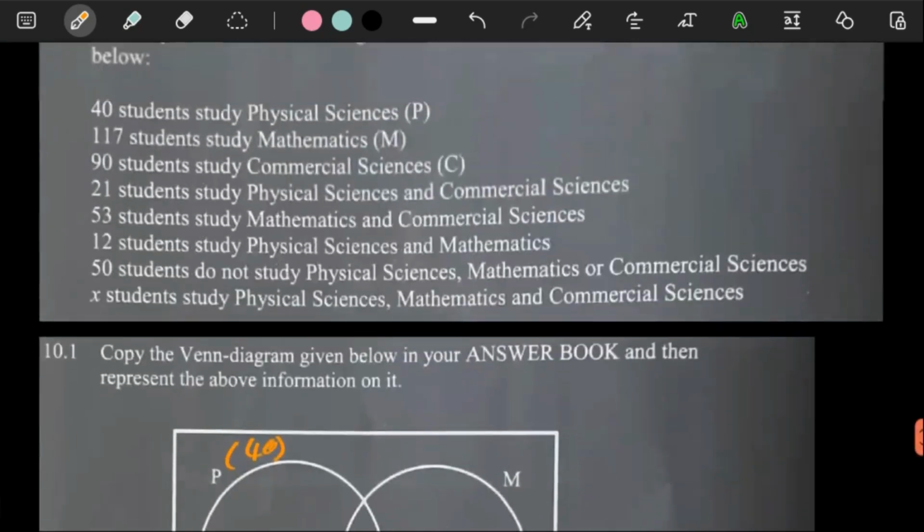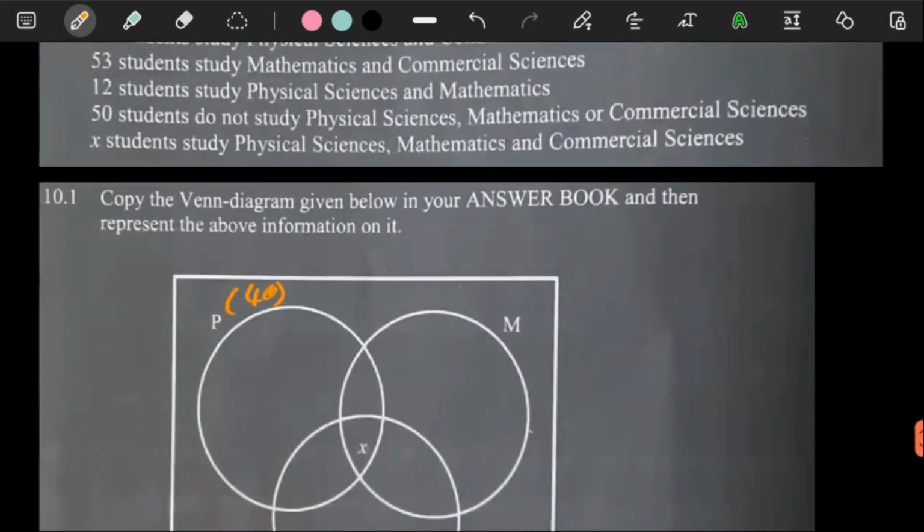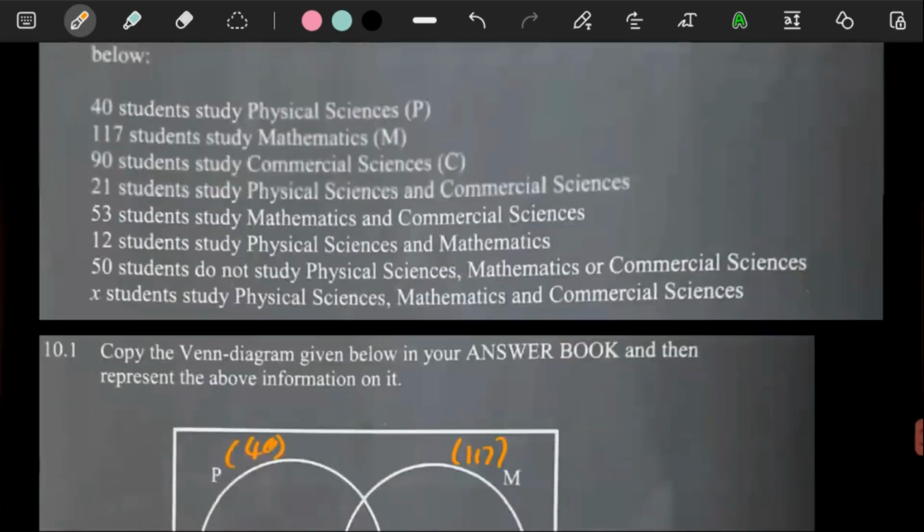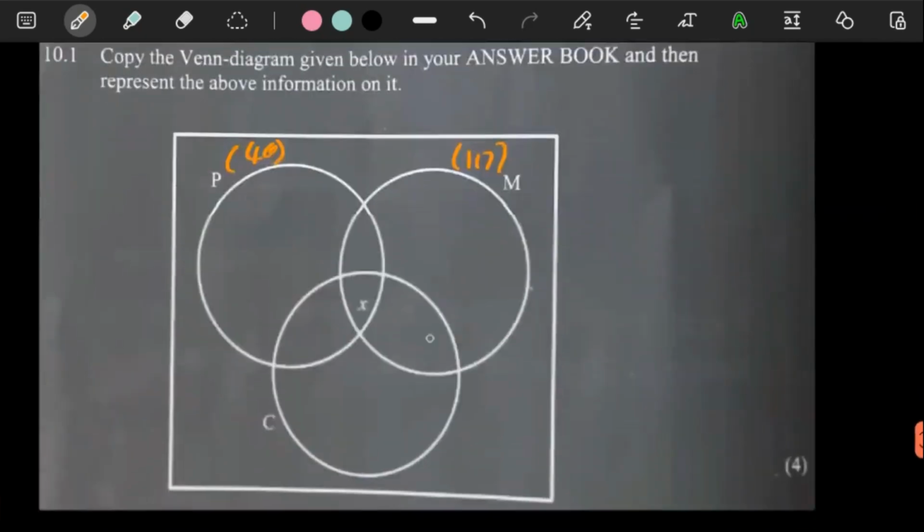So when you're reading this data, you're going to read it again while putting it into your Venn diagram. Because when they say 40 students do physics, it just means in this whole circle, all the numbers should add up to 40. 117 students do maths. In this math circle, all these portions need to add up to 117. 90 students do commercial science. I'm putting the number in brackets to say everything in here should add up to 90.